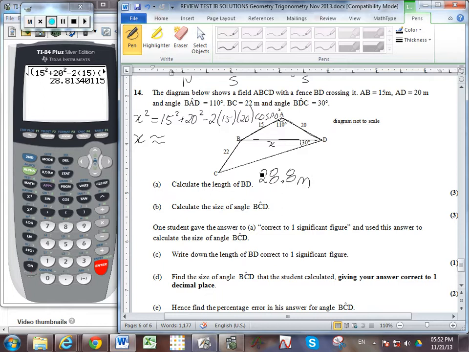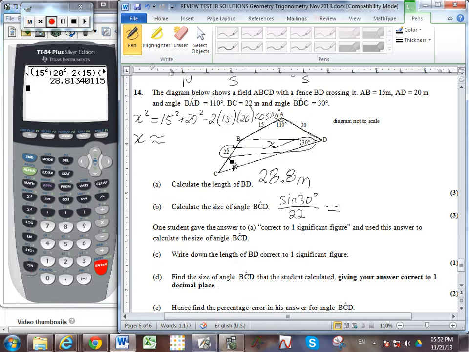Alright, calculate the size of angle BCD. That's this one down here. Well, down in that bottom triangle, I don't have any evidence to show that it's a right triangle, so I can't use SOHCAHTOA or Pythagoras. And I do have an opposite pair right there, the 22 and the 30 degrees, so I should be able to use the sine rule. Sine of 30 degrees over its opposite partner of 22.